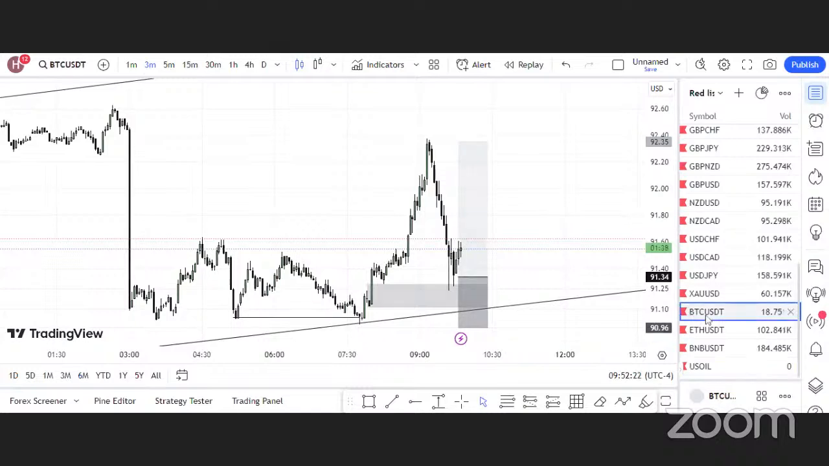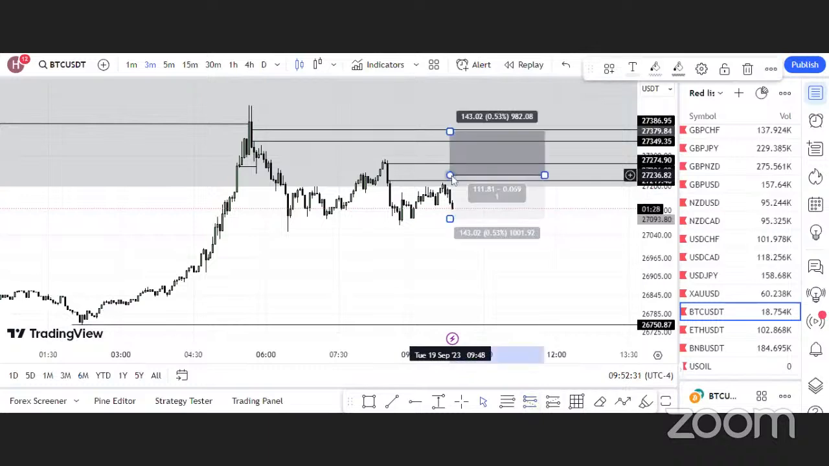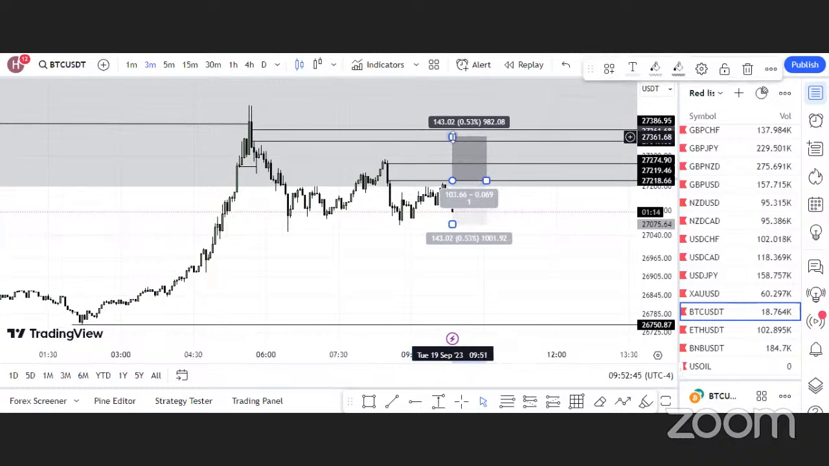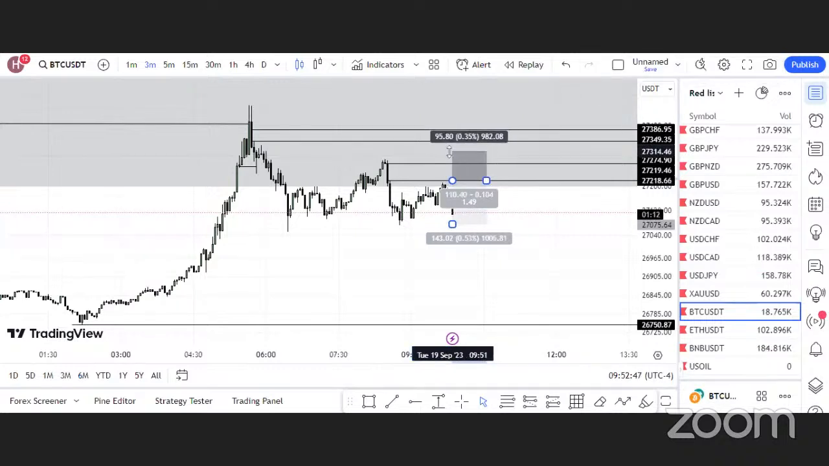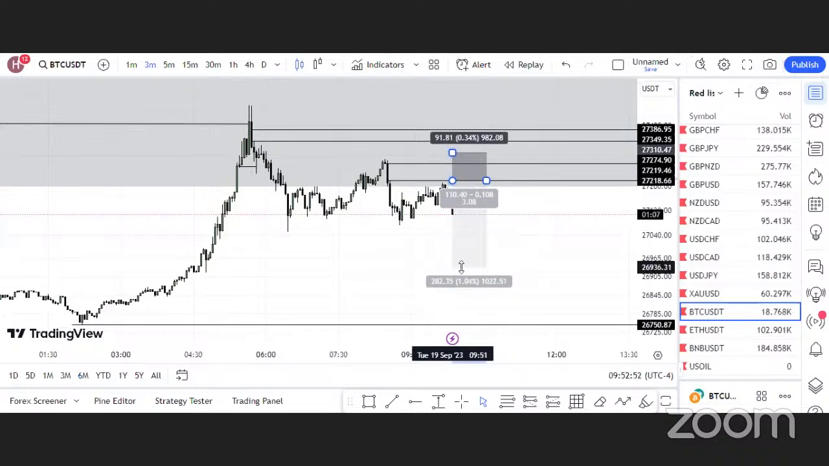So let me just take a peep on the USD BTC. So it didn't trigger our entry. This is where we want the market to trigger from. This is our entry. This is our stop loss. And this will be our take profit.